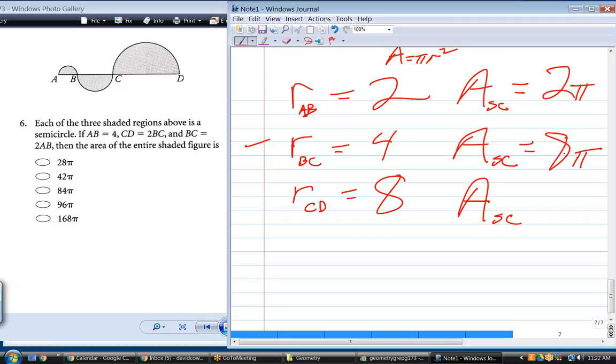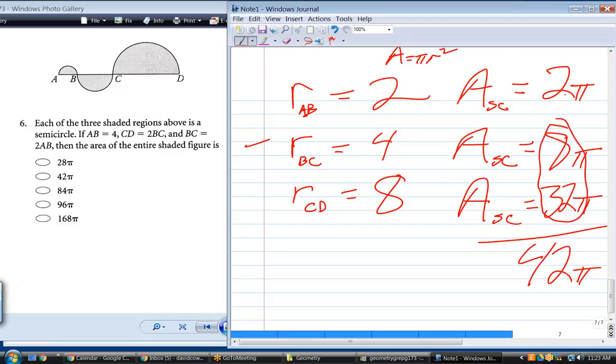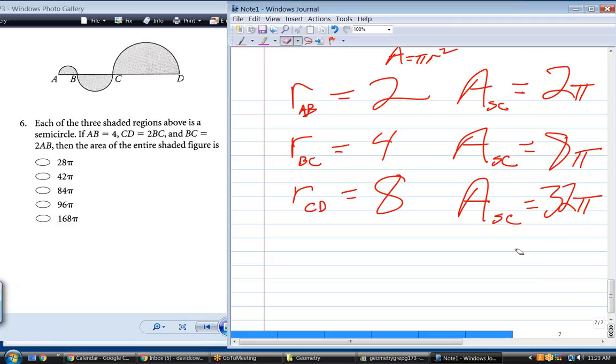I'm going to mention it every time you drop the pi because it's really, really important not to drop it. Okay, and finally, the area of the large semicircle. 32 pi. Good. What's the sum? 42 pi. Good. You did that without the calculator. You added those two numbers first, and then you added 2 to it. That's definitely the way to do it, too.